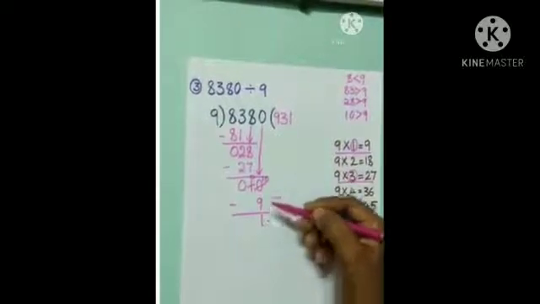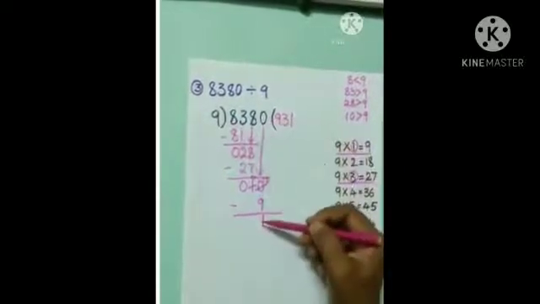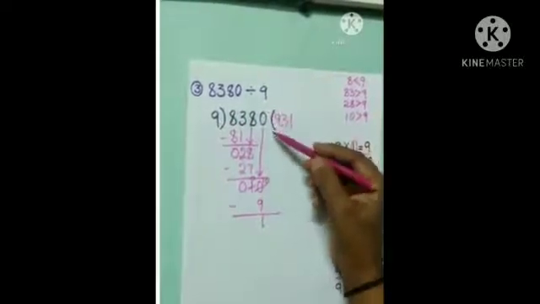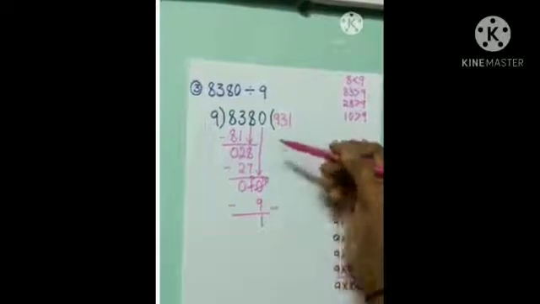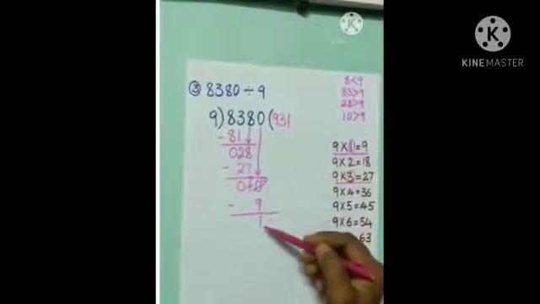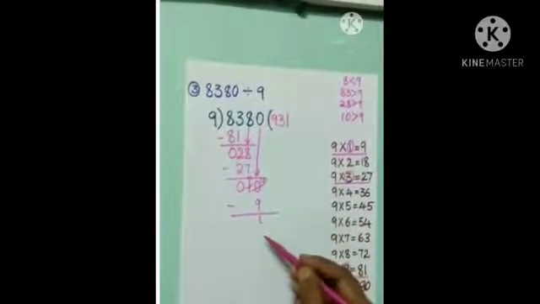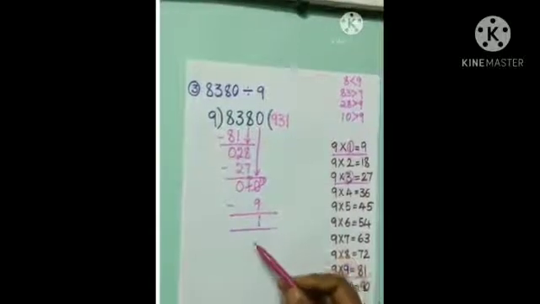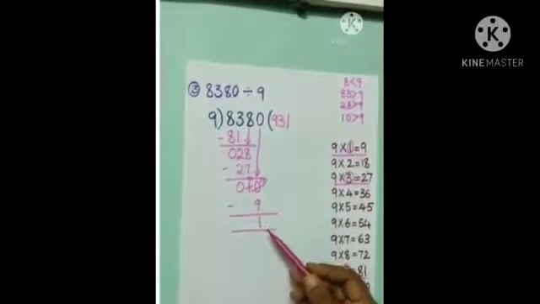Now compare 1 with the divisor 9. 1 is smaller than 9. So we have to bring the next digit. As there are no more digits to bring down, 1 is left over. Leftover number is called remainder. And so we have completed the division.